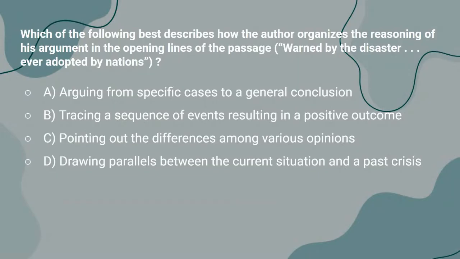C, pointing out differences among various opinions. There weren't really any differences that he was pointing out. And D, drawing parallels between a current situation and a past crisis. I think both B and D are great answers. I think D, even though it's showing a current situation and a past crisis, the reason why this is necessarily wrong is because that's not in this part. The rest of his essay is about how it could lead to that. But his opening lines are about how war led to peace. So the answer here is going to be B.